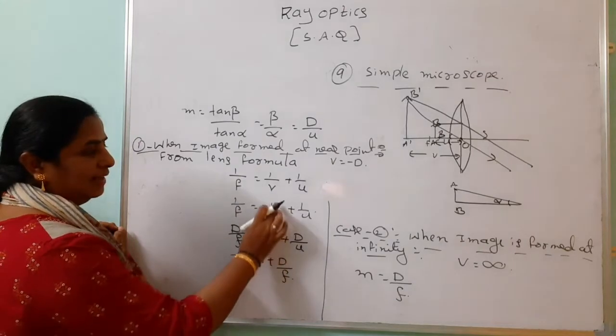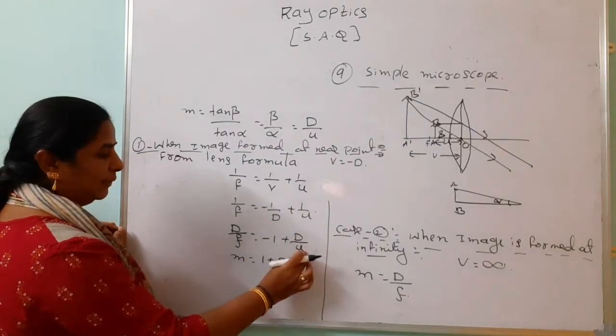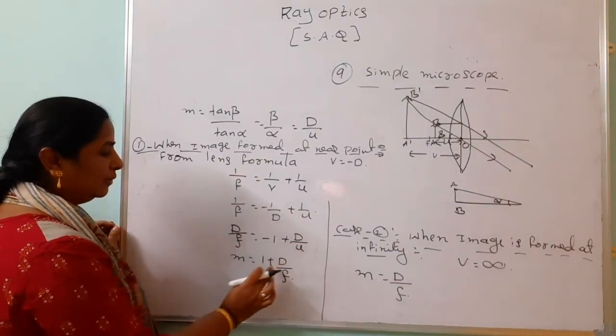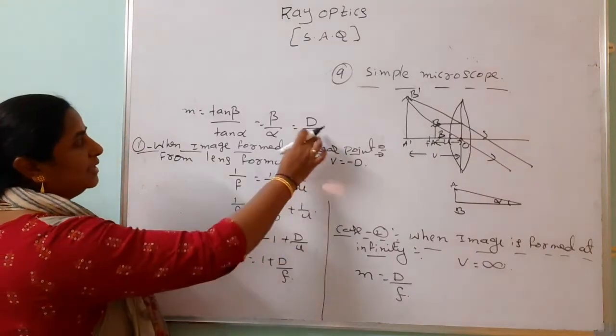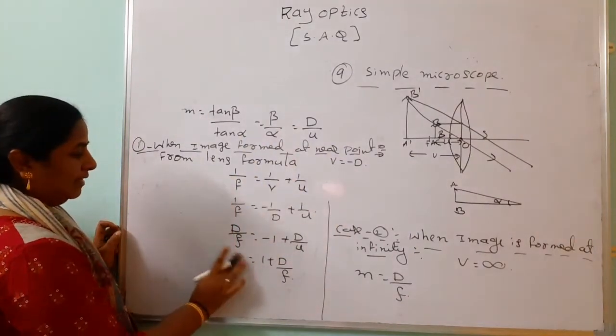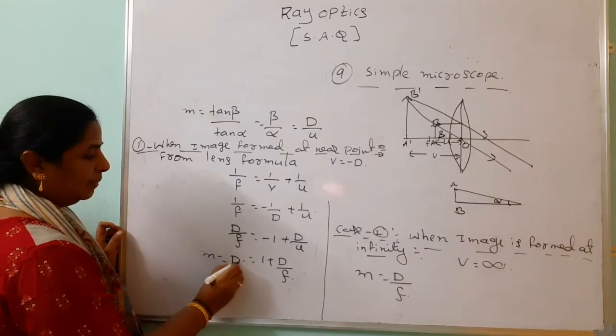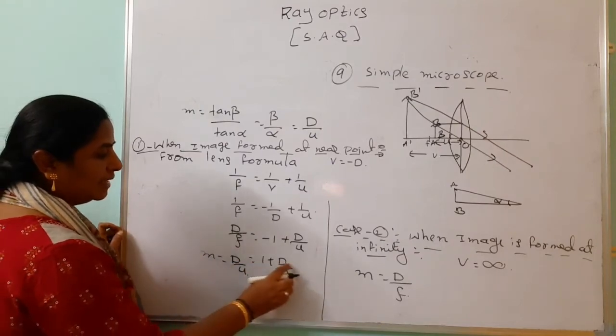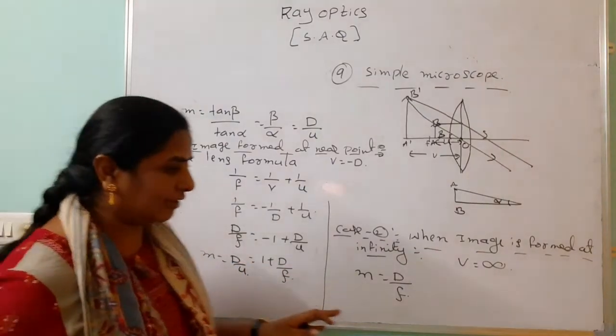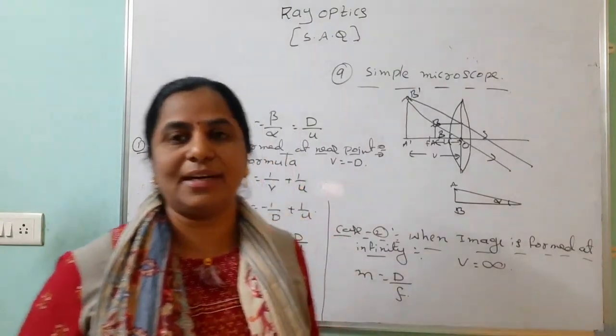Here minus 1, d cancels, and here d by u. Then we want d by u equals to how much? d by u is nothing but magnifying power. So m equals d by u equals 1 plus d by f. This is the magnifying power when the image is formed at near point.